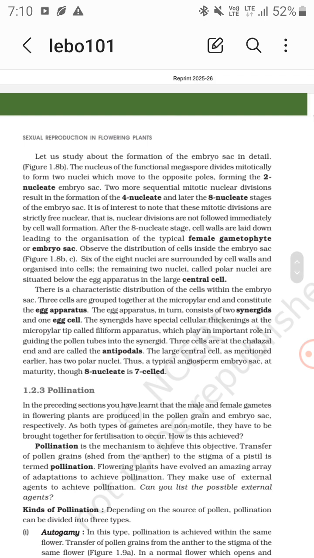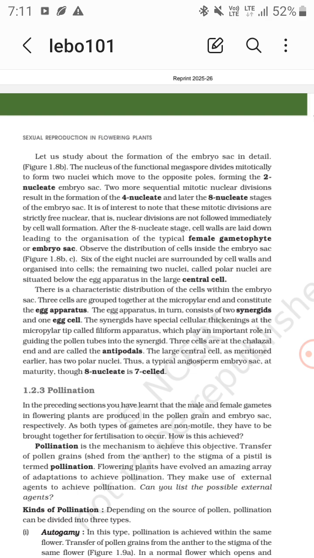Strictly, these nuclear divisions are not followed immediately by cell wall formation. After the 8-nucleate stage, cell walls are laid down, leading to the organization of the typical female gametophyte, or embryo sac. Six of the 8 nuclei are surrounded by cell walls and organized into cells. The remaining 2 nuclei, called polar nuclei, are situated below the egg apparatus in the large central cell.